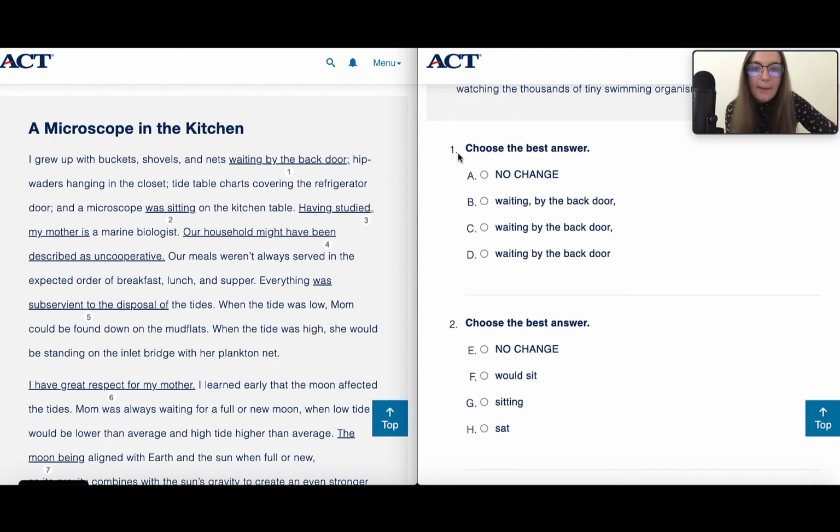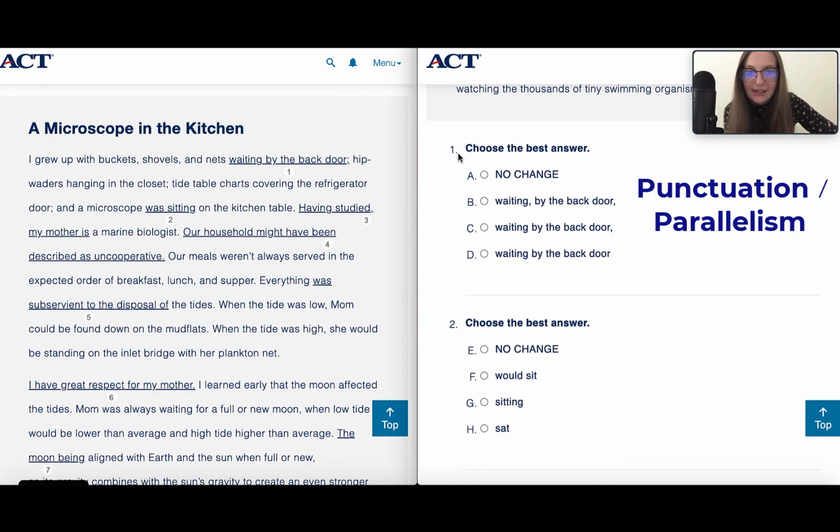This is a punctuation question. It's also a parallelism question. Let's see why. So first, I can see in the choices what they're changing is the punctuation. A has a semicolon, B puts double commas, C puts 1 comma, and D has no punctuation. So when I keep reading in this paragraph, we can see that it says hip waders hanging in the closet, semicolon. Tide table charts covering the refrigerator door, semicolon.